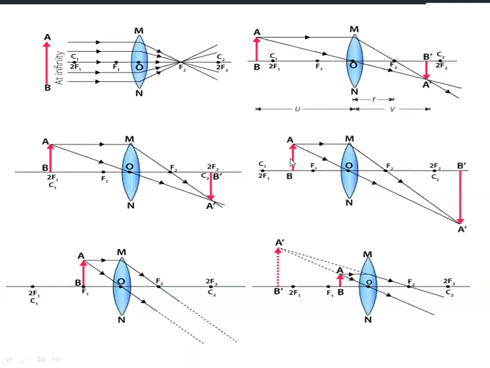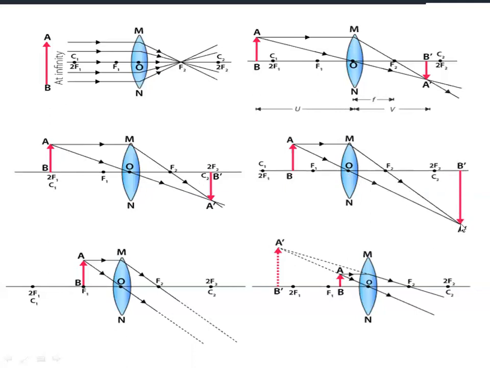The object is straight, erect. So A and B. One ray goes parallel to the principal axis, and after refraction passes through the second focus and goes straight. Another ray goes through the optical center without any deviation. It goes and meets over here. So where it meets, there the image is formed.